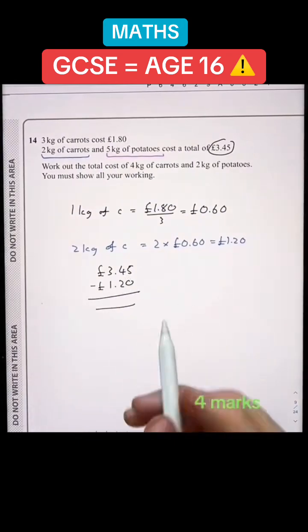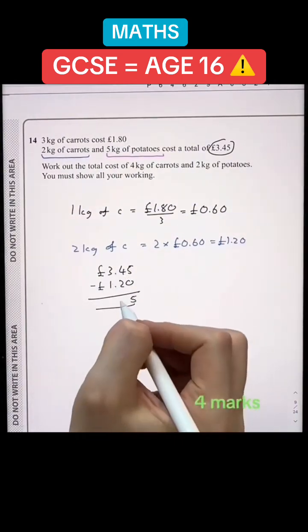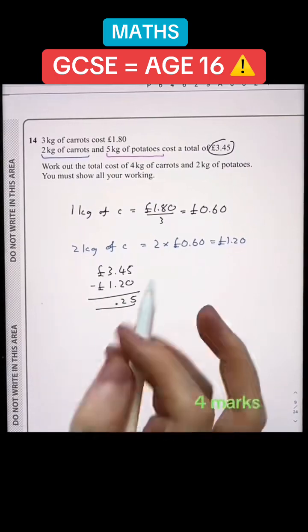Always starting on the right. 5 take away 0 gives us 5. 4 take away 2 gives us 2. Always keep the decimal point fixed. And 3 take away 1 gives you 2.